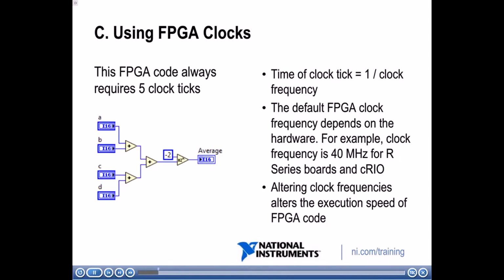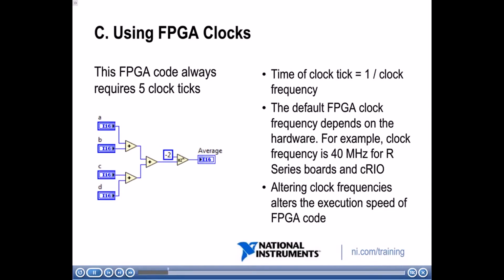So the default FPGA clock frequency depends on the hardware. For example, for R series and for CRIO, the default clock frequency is 40 megahertz. So that's how you know if you're using something with a 40 megahertz default FPGA clock, the time for that is 1 divided by 40 megahertz, which equals 25 nanoseconds. So that would be the time of a clock tick.